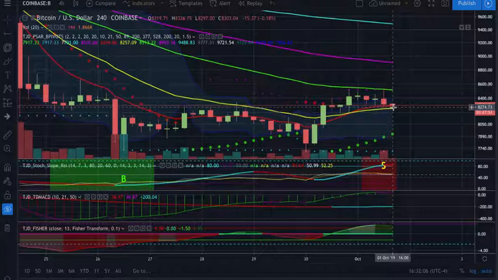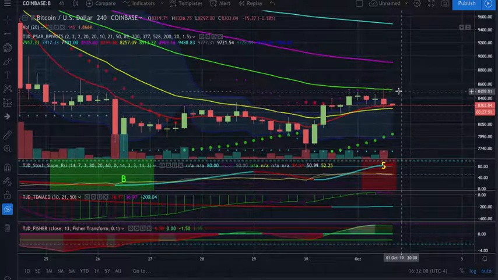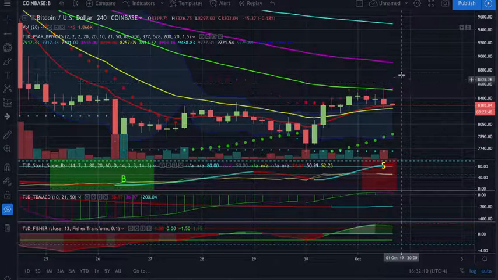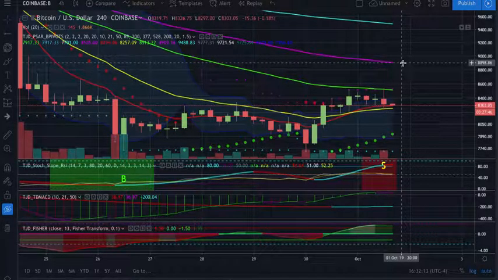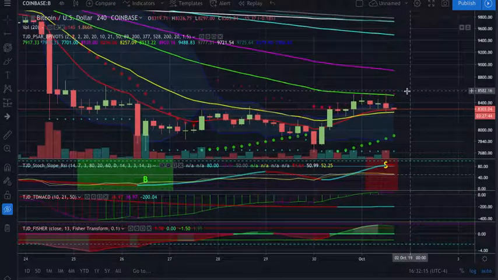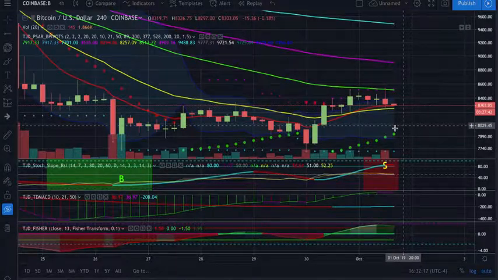This is the fourth 4 hour candle, so it's definitely possible we test back up again to the 8,500 range, or even as high as 87, 88, 89, although I don't think that's likely though. I think we are ready to sell back off.